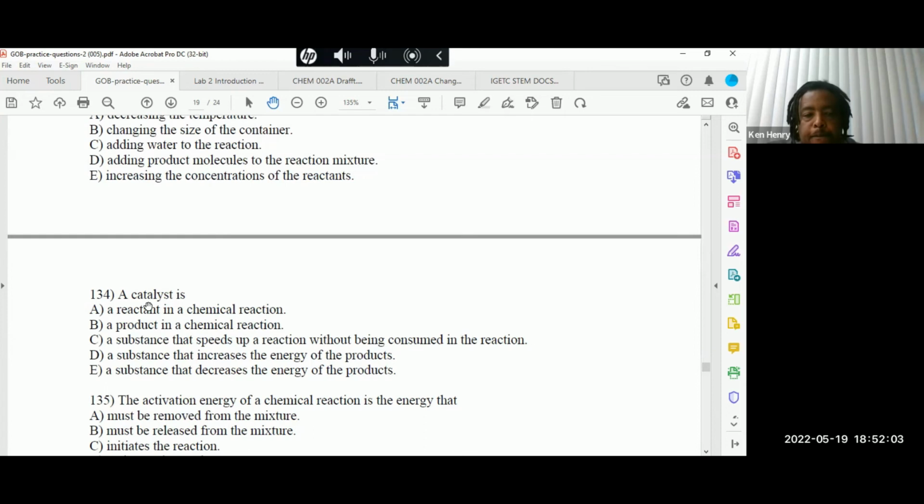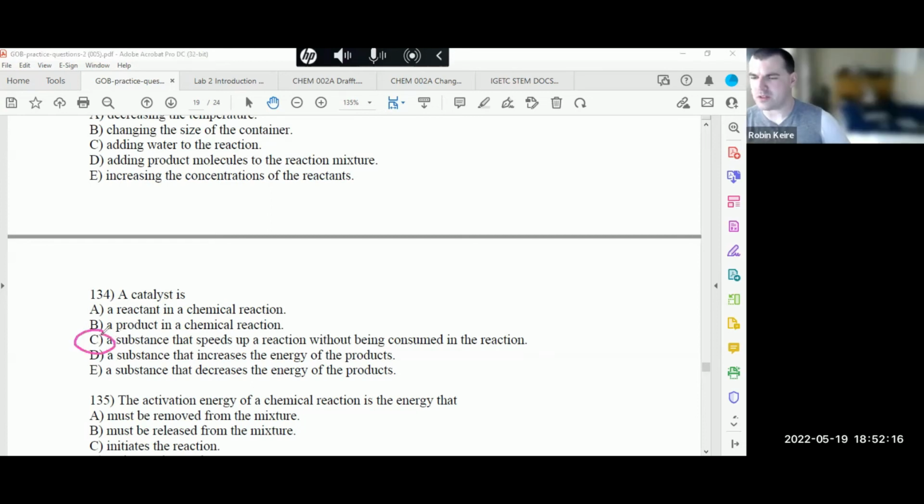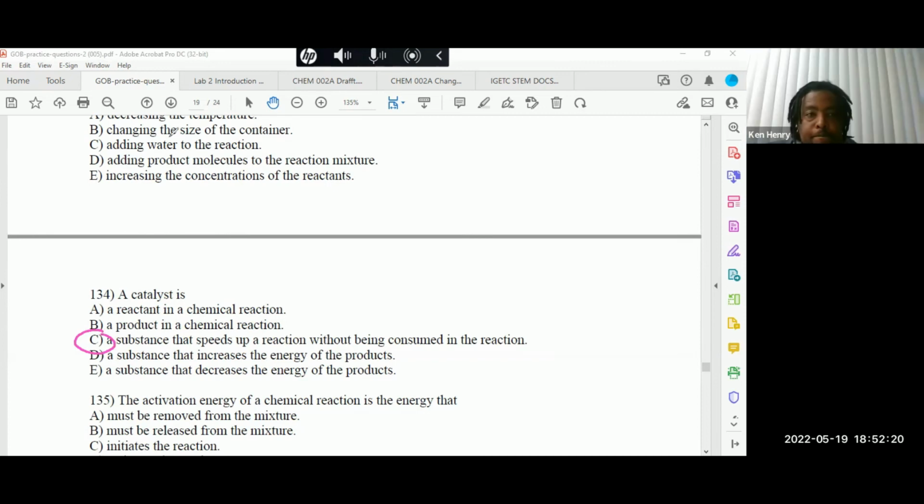Yes. Okay. So if a catalyst speeds up a reaction, then it's going to be a substance that speeds up the reaction without being consumed in the reaction, yeah. Because it's not part of the reaction. That's right.